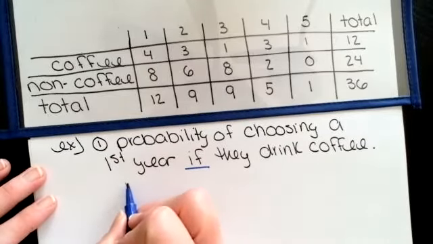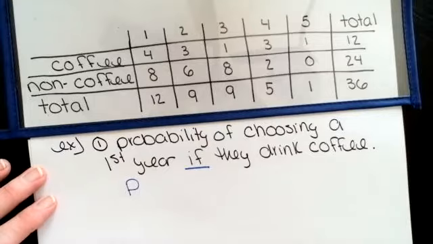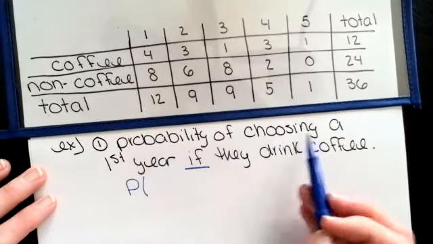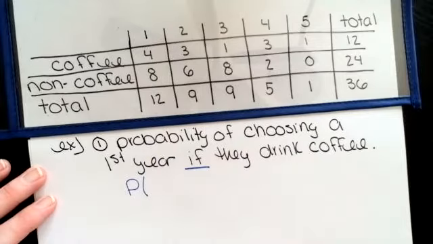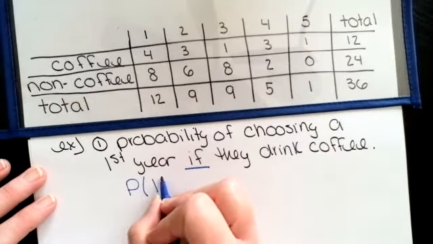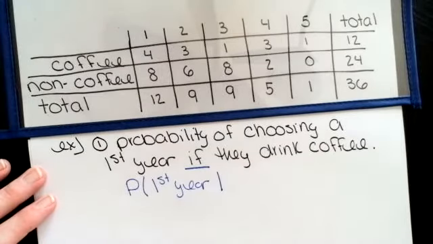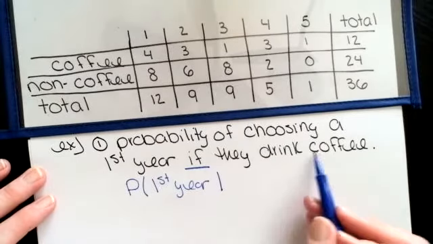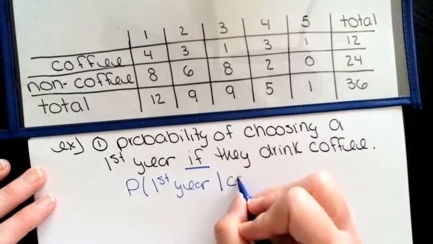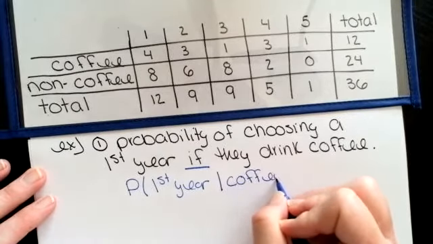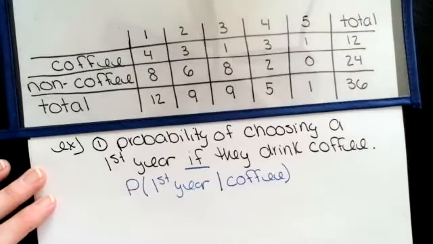So I'm going to start with writing capital P for probability, and then in my parentheses, so this is my notation. Remember I want A given B. So A is what I'm interested in. It's what I want the probability of. And right here it says probability of choosing a first year. That's what I'm looking for, right? That's what I'm interested in. So here I have my first year given, and given's just the vertical line. They are coffee drinkers. So I'm just going to write given coffee.